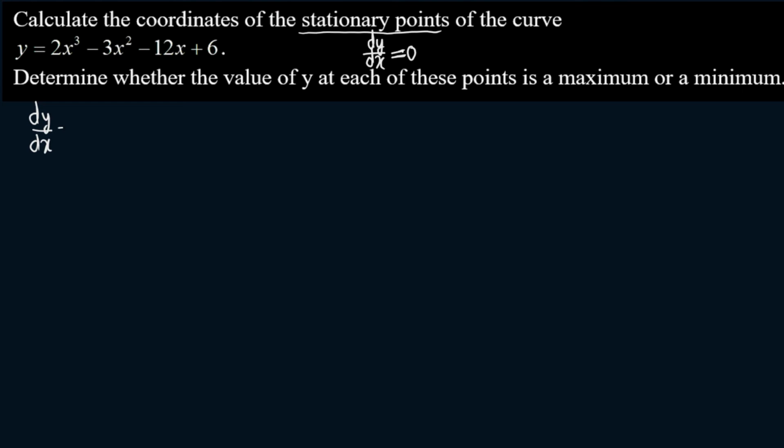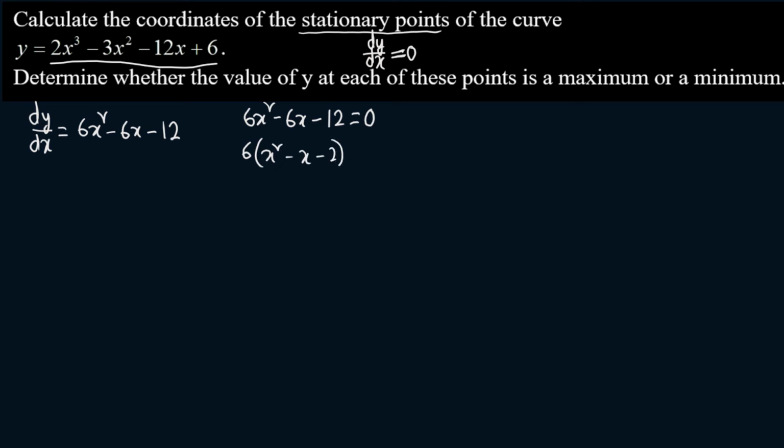If we differentiate here, we get 6x square minus 6x minus 12. From this expression we got the value of dy by dx. Now we consider 6x square minus 6x minus 12 equals 0 to get the stationary point. Let us take 6 common, then the rest of the part is x square minus x minus 2 equals 0.